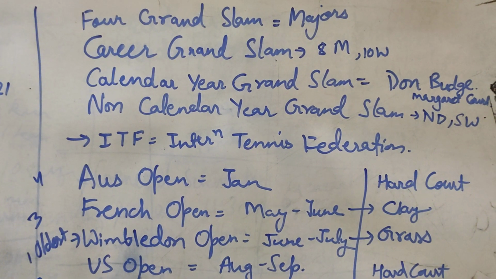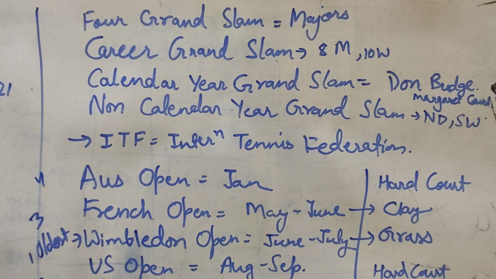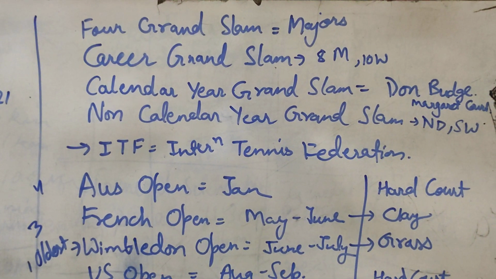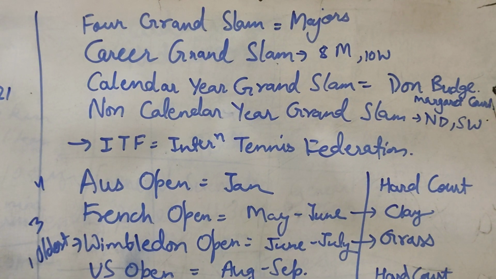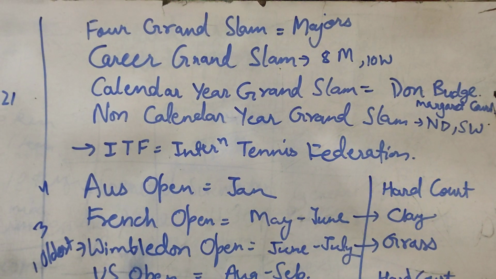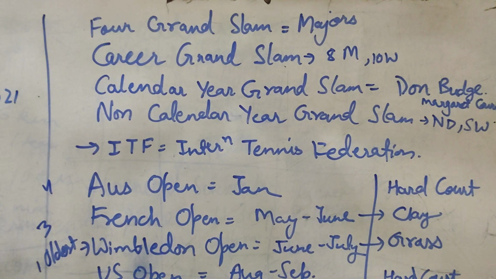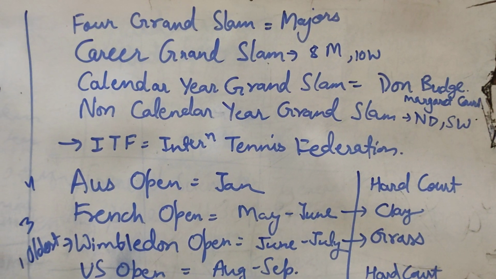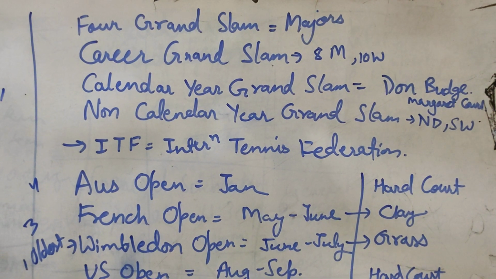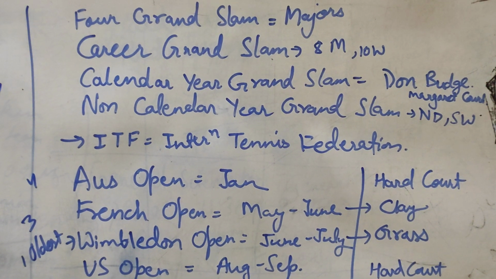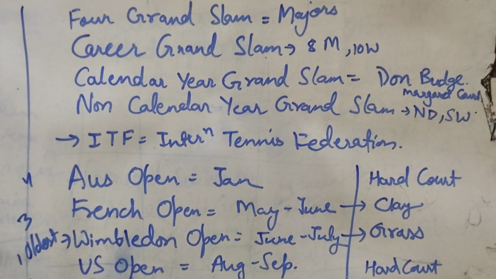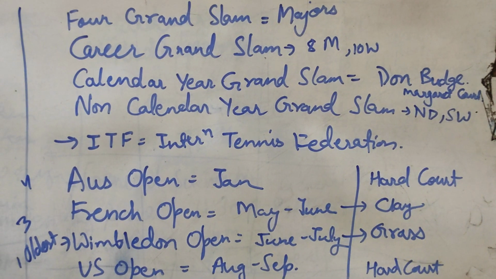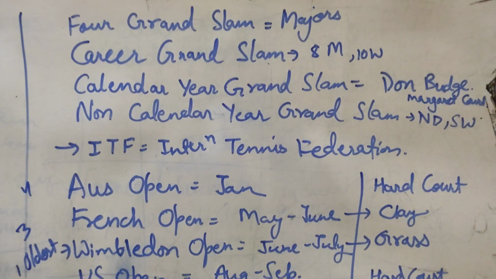Non-calendar year Grand Slam is when, out of the 4 tournaments, they have won all 4, but not in one year itself. So maybe in 2021 someone has won 2 out of the 4, and in this year he may have won the rest 2, so it can be understood like that. Okay, and here I have written short for Novak Djokovic, and SW is Serena Williams. They have won all 4 of the Grand Slams, but not in the same calendar year.